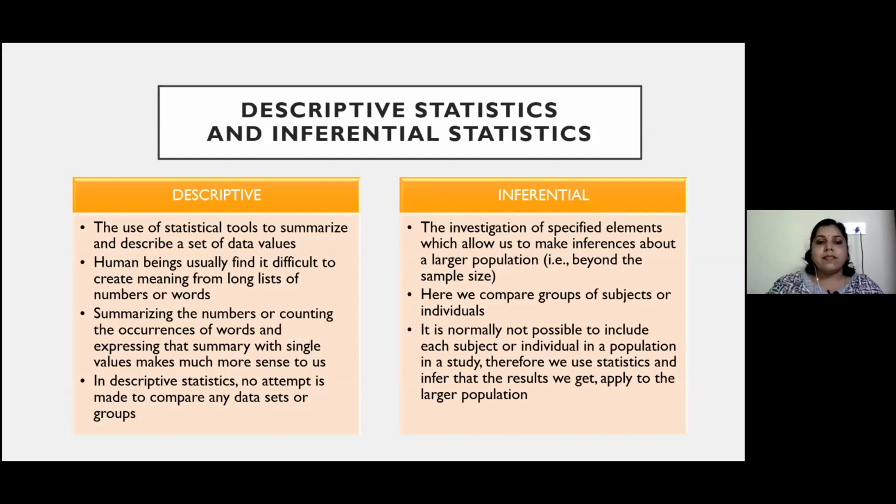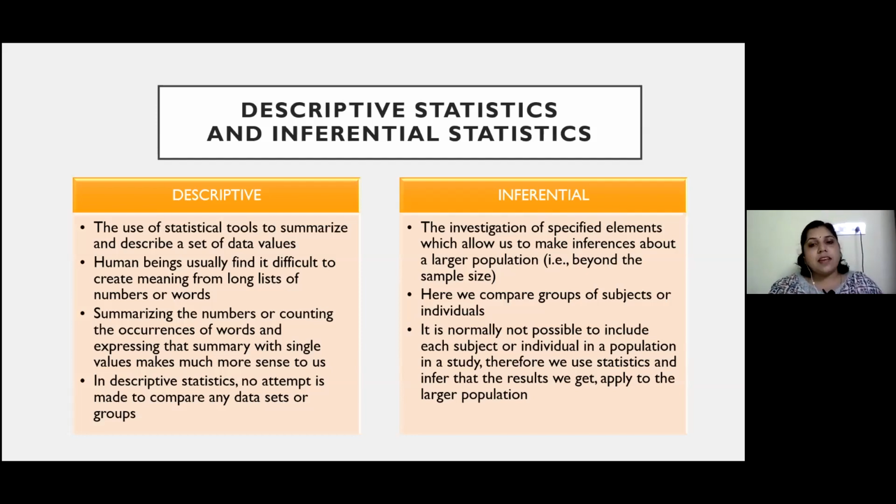Summarizing the numbers and counting the occurrence of the words and expressing the summary with a single value makes more sense to the particular information. So descriptive statistics is actually just to summarize and give the information alone. There is no comparison. Okay.